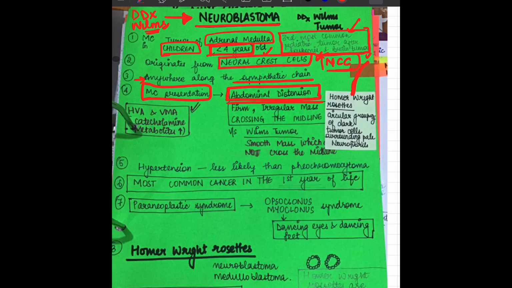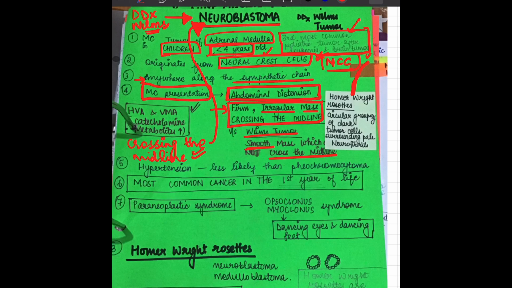Now the mass, how would the mass be? The mass would be a firm, irregular mass crossing the midline. Now crossing the midline is the main keyword. Whenever you come across a question like this, crossing the midline, that means directly that it is neuroblastoma, because Wilms tumor does not cross the midline, and Wilms tumor is a smooth mass. It does not cross the midline.